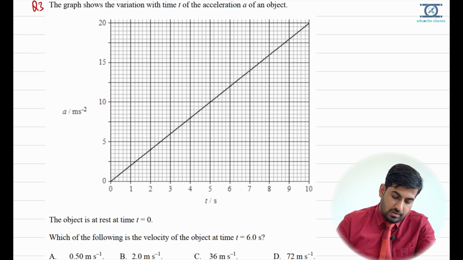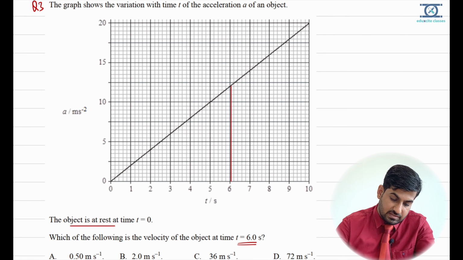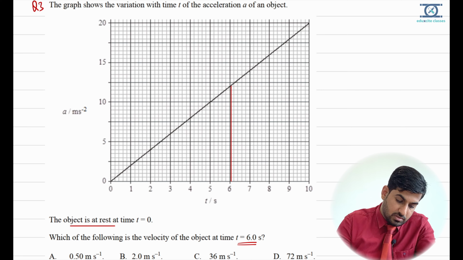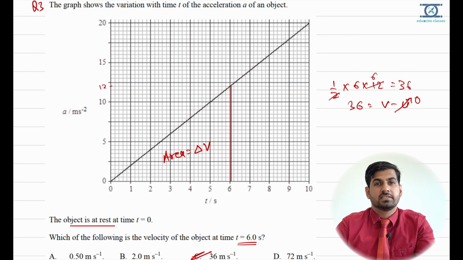Okay. So the object is at rest at time t equals 0 and we have to find out the velocity of the object at t equals 6 seconds. For this you have to remember one thing, the acceleration versus time graph gives us the change in velocity. So at 6 seconds this is the case, right? And this will be 12. So the area of this graph gives you the change in velocity. So area is half, base is 6, height is 12. So this will give you 36 and this 36 is V minus U and U is 0. So V is 36. So option C is the right answer.